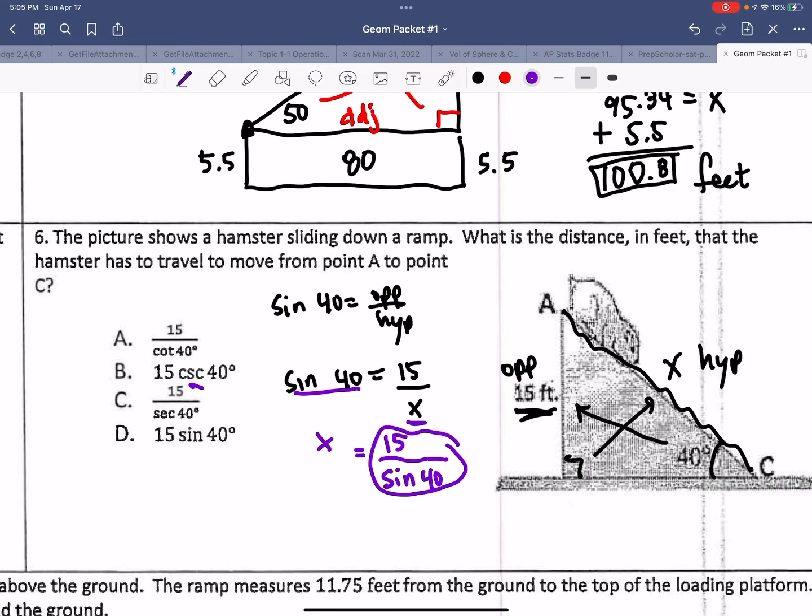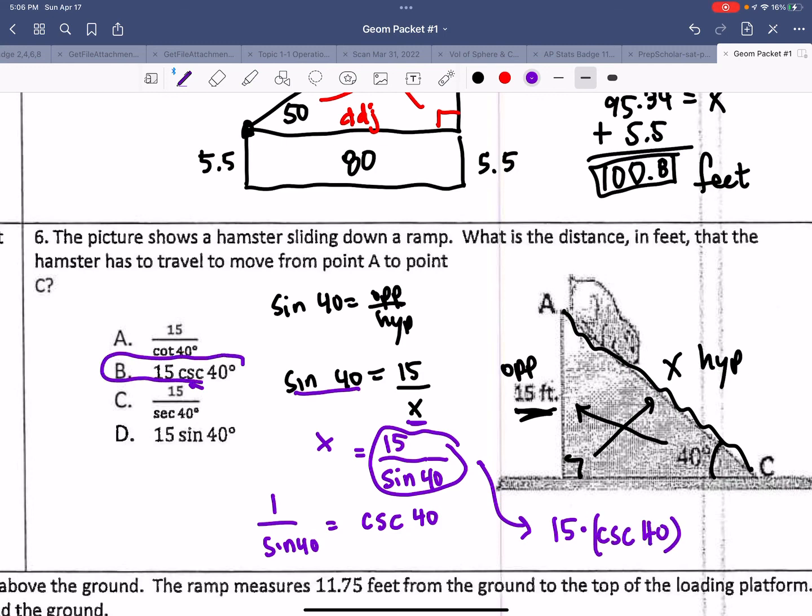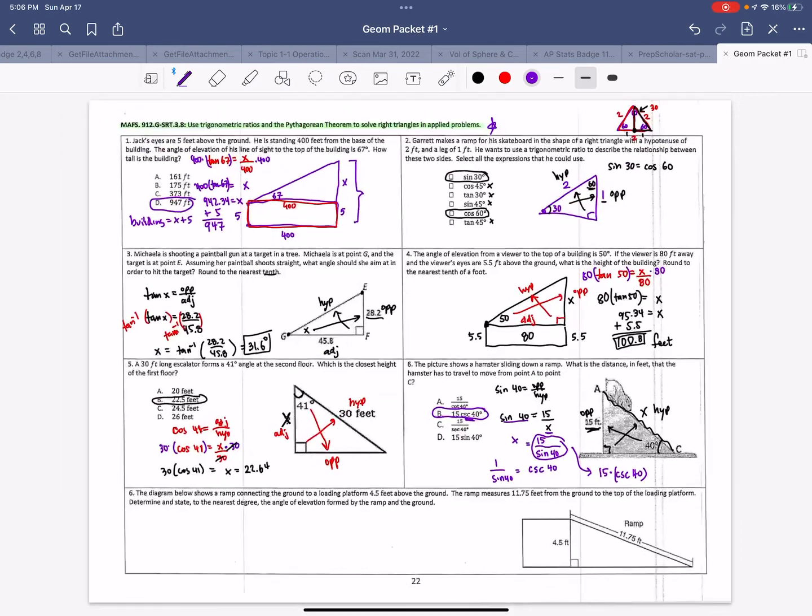So I actually have to tell you a new term. 1 over the sine of 40 is the same thing as cosecant 40. So this would be the same thing as saying 15 times the cosecant of 40. So I'm looking for that. 15 times the cosecant. Okay, there's my answer. I haven't talked about those, but you may see them on your calculator. Well, maybe if I have time, I'll talk about them in class.